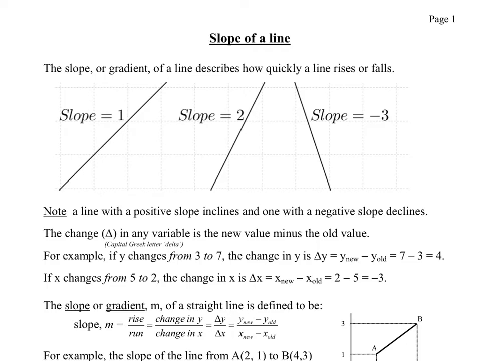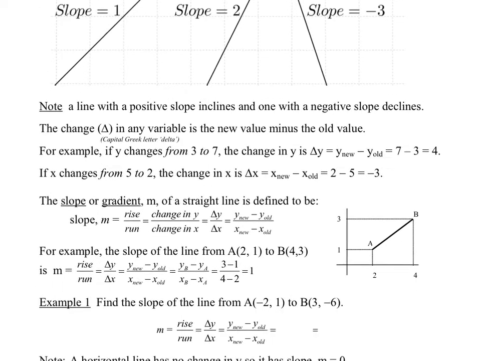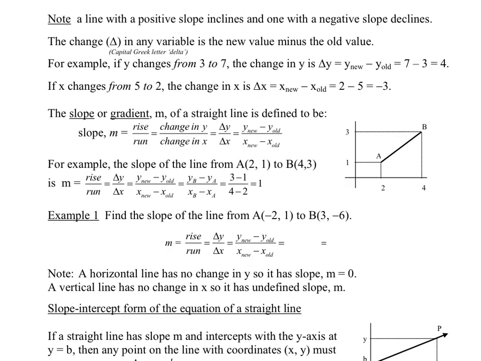And there's an equation for it, which I'm sure that you're aware of. If you want to find the slope of a line, it's rise over run. Or you can think of it as being the change in the y-coordinates divided by the change in the x-coordinates.